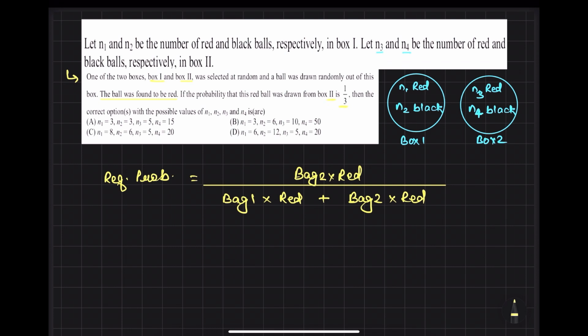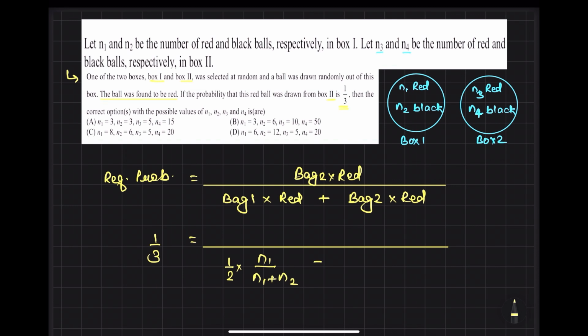Now look at the idea. Already they have given that the probability is 1 by 3. Now you have to find out the case. Now from bag 1, what is the probability of selecting bag 1? It is 1 by 2. Now find out the red ball from bag 1. It is n1 by n1 plus n2.